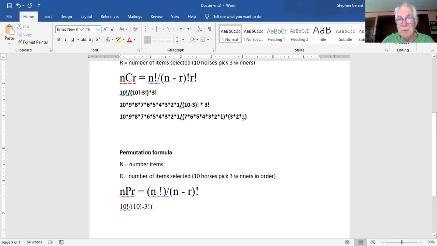When I divide down here, I'm sort of getting rid of those things. What this thing here says is, to be picked in a permutation, I'm talking about horse number 1 first, horse number 2 second, horse number 3 third. If I'm talking about horse number 3 first and horse number 2 second and horse number 1 third, that's a different permutation. Those are different things.